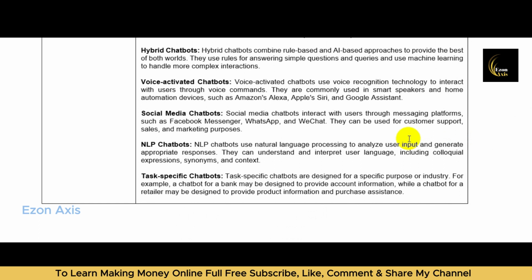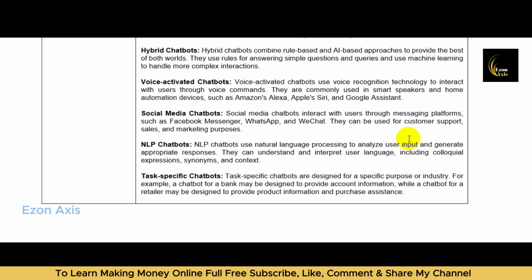NLP chatbots, or natural language processing chatbots. NLP chatbots use natural language processing to analyze the user input and generate appropriate responses. They can understand and interpret user language, including colloquial expressions, synonyms, and context.